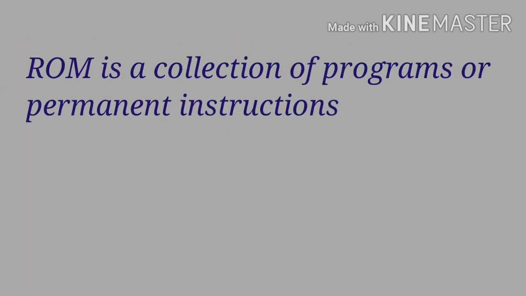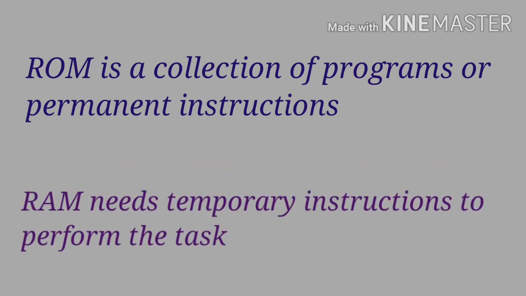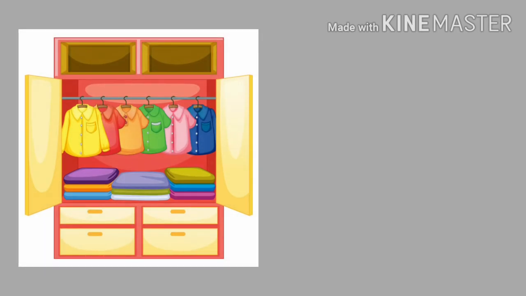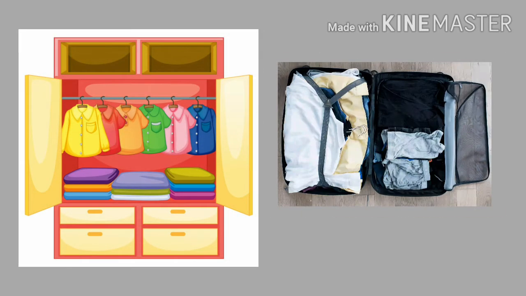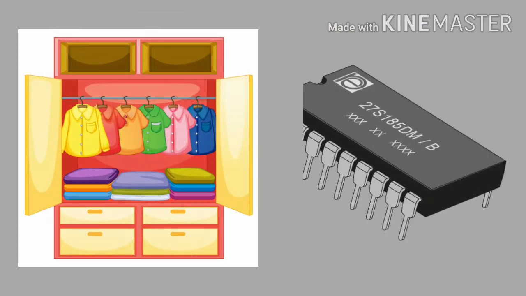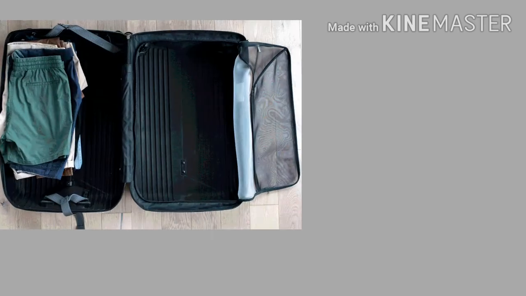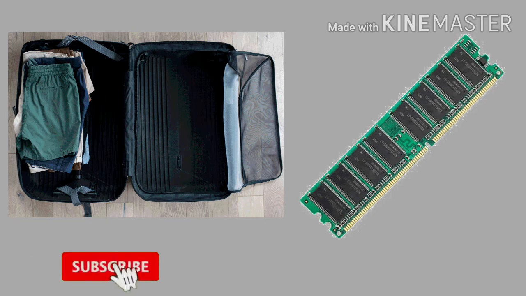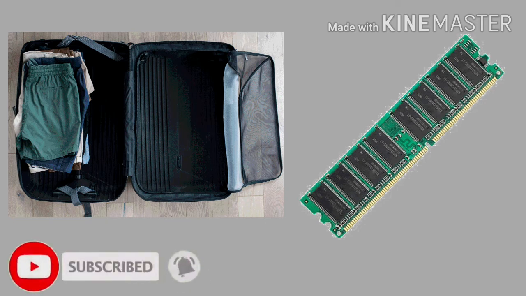Basically, ROM is a collection of programs or permanent instructions, whereas RAM needs temporary instructions to perform the task. Say for example, if you are going for a picnic, you will not take the whole cupboard with you. You will pack the suitcase as per your need and take it with you. In this, the cupboard acts as a ROM, that is the collection of programs and instructions, whereas the suitcase works as a RAM, that means whenever needed it takes the instructions from the ROM and performs the task.